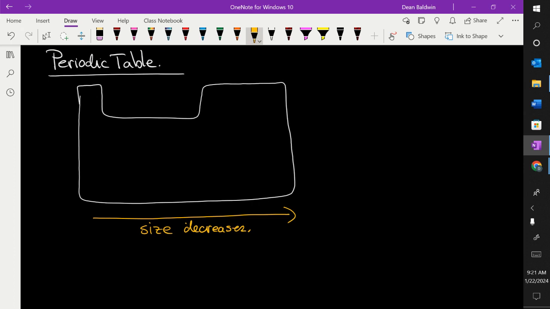What happens to the size as you go down the trends? Size increases because you're adding more, you're going into a new orbital, a new energy level.